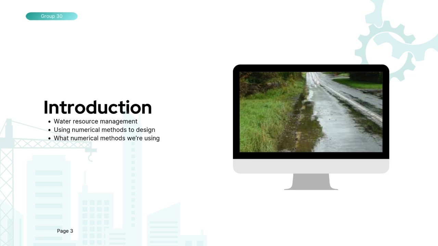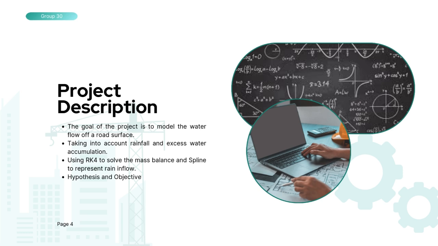balance in this specific case, a road and the water in and the water out. And we're using our spline interpolation to model our rain flow in. So the goal of this project is to just model the flow off of the road because of the rain.